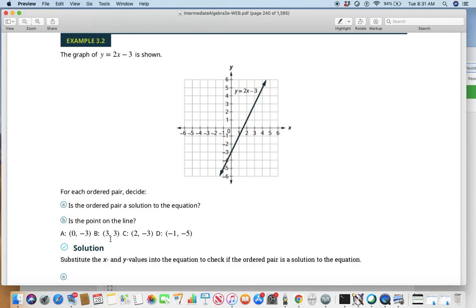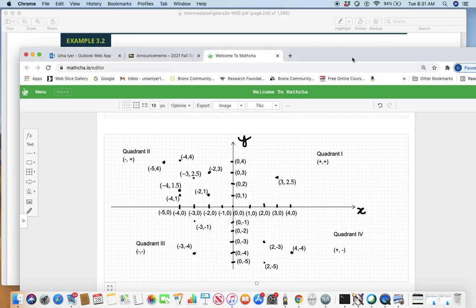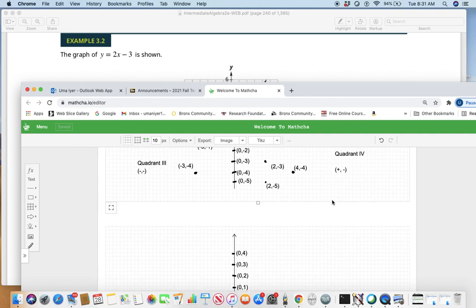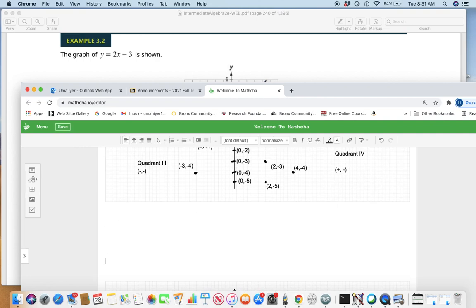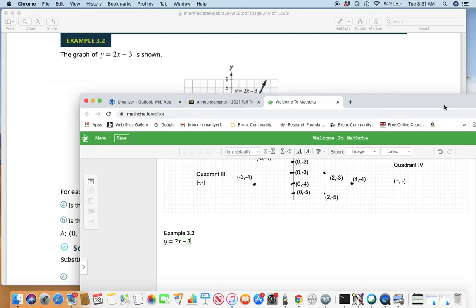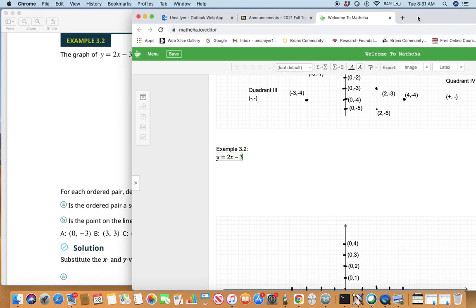So you know that 1, 2, and 3 are on the line, and C is not on the line. 2, negative 3 is not on the line. Okay? Well, question is, are A, B, D solutions of your line? Let's check. Correct? So this is example 3.2. The equation is y equals 2x minus 3. And the points are A equals 0, negative 3.